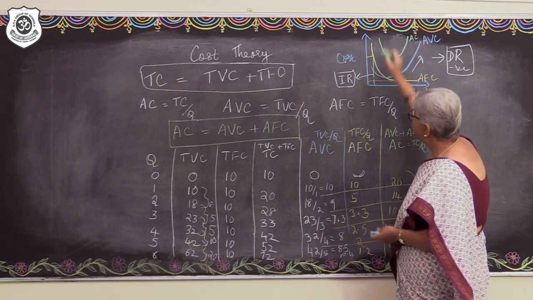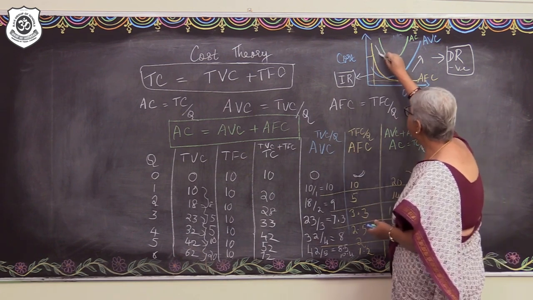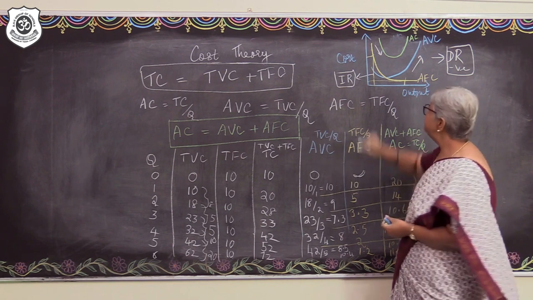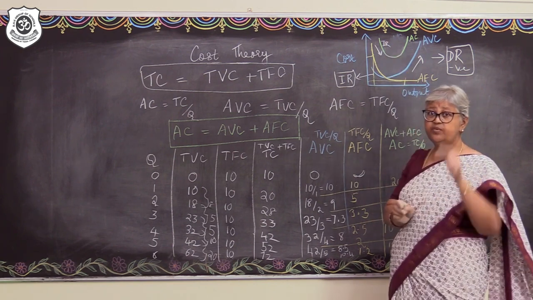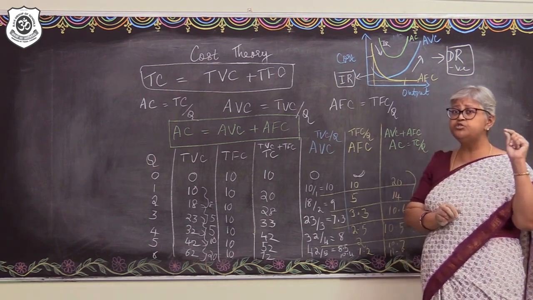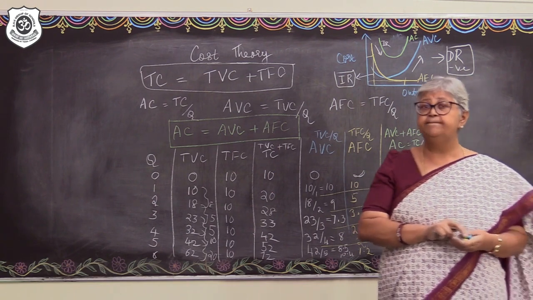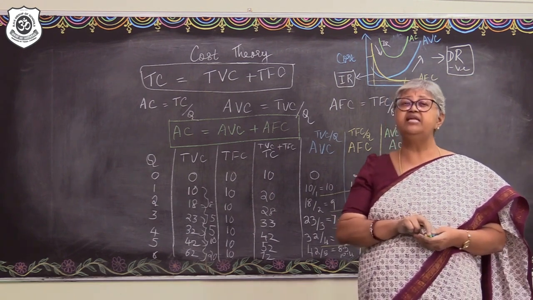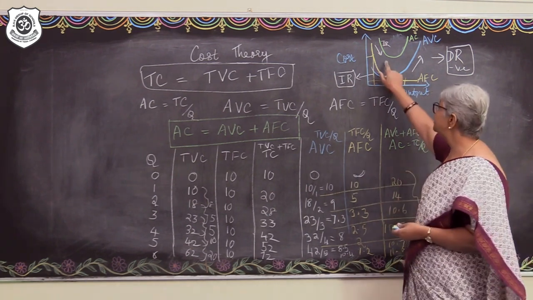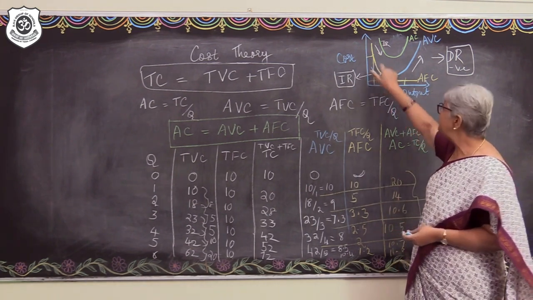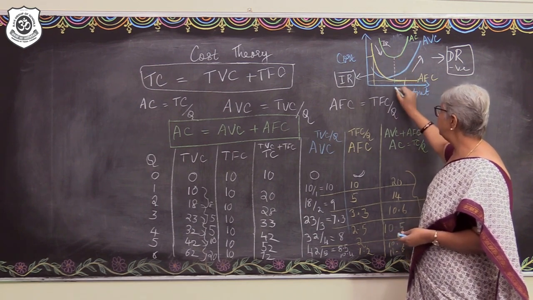Initially, the average cost will be falling. So, this falling portion of the average cost will indicate that the firm is enjoying increasing returns. So with very little variable inputs, the required output will be attained. Production might be happening very, very efficiently. So the per unit cost of production is actually falling. Right? Till when? Till the optimum output is attained.